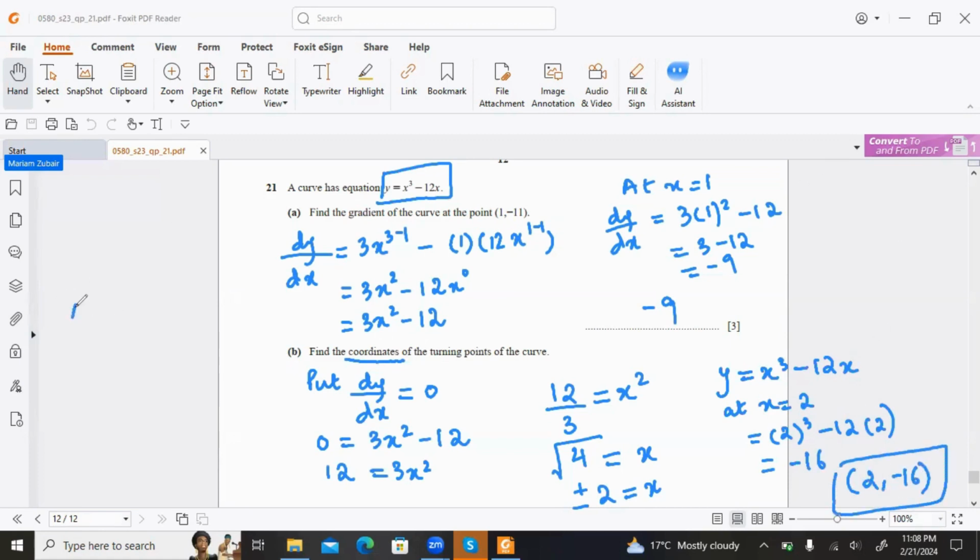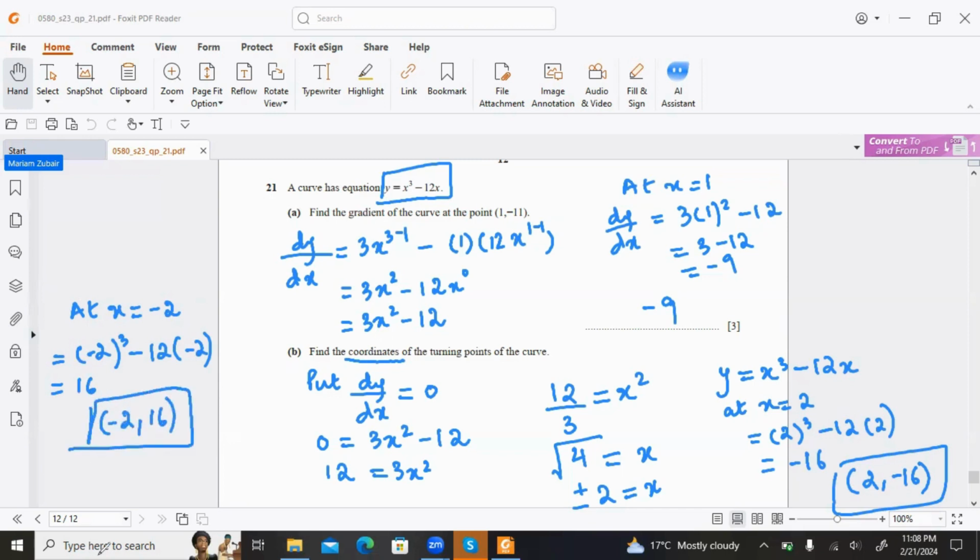And I'm going to put x equals negative 2 over here, since everything is so messy now. Negative 2 cubed minus 12 times negative 2. And that gives us positive 16. So negative 2, positive 16 is our second set of coordinates. These two are your final answers.